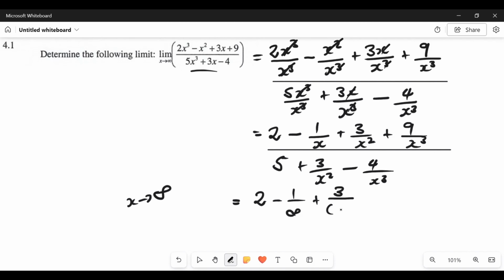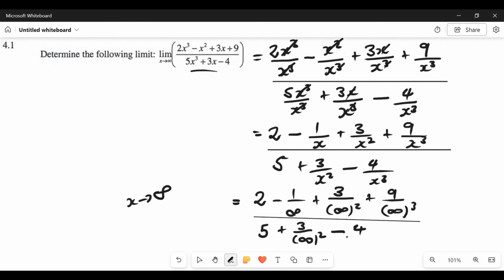But wherever there is x, we substitute with infinity. Let's not forget this one is squared. Plus the last term, we have 9 over x to the power of 3. But this time we're going to put infinity to the power of 3. There we go. All this, we divide them. As we divide, we have 5 on the denominator on the first term. The second term, we have 3 divided by x squared, but we're going to say 3 divided by infinity squared. Remember that. Minus, we have 4 divided by x cubed, but we're going to have 4 divided by infinity cubed.